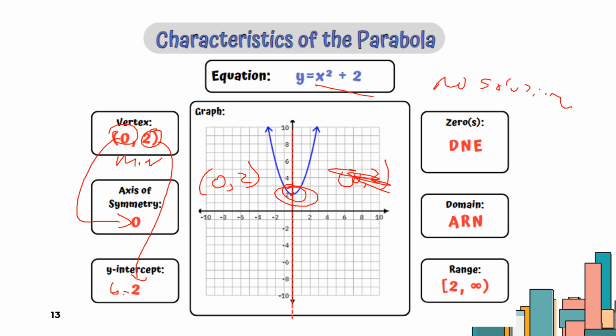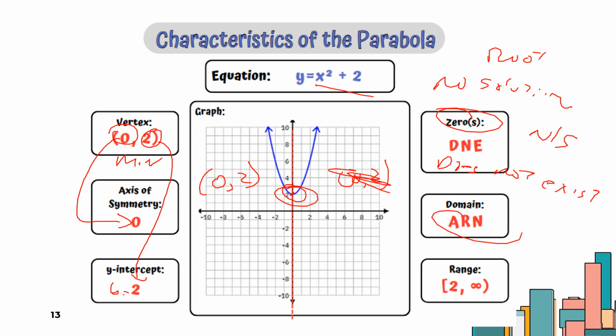The other words for that, if you remember, are roots. You've got root, solution, or zeros. We're just putting zeros here, but you'll want to remember the words root and solution because they show up a lot. They do not exist. You could also write n/s for no solution.